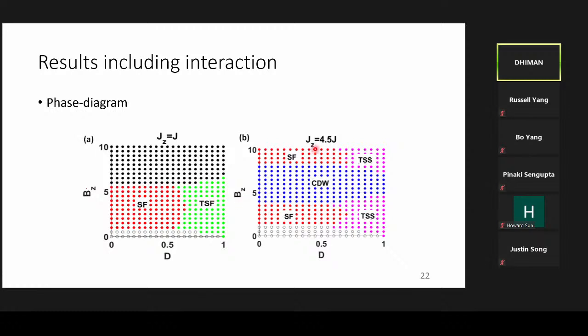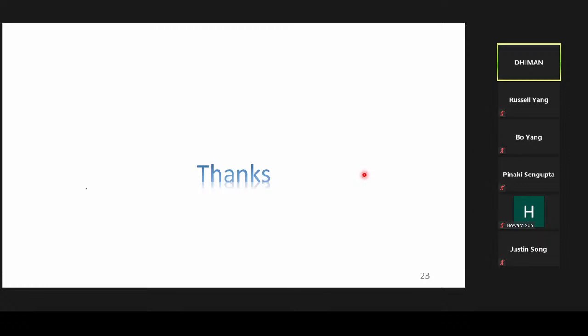And as we increase the interaction, we can compare phase diagram A and phase diagram B. We can see that we get a charge density wave in between two regions. So charge density wave separates the regime of superfluids, and it also separates the regime of twisted superfluid. But at high interaction, in place of twisted superfluid, we get a twisted supersolid. So that is the final result. Thanks for your attention.